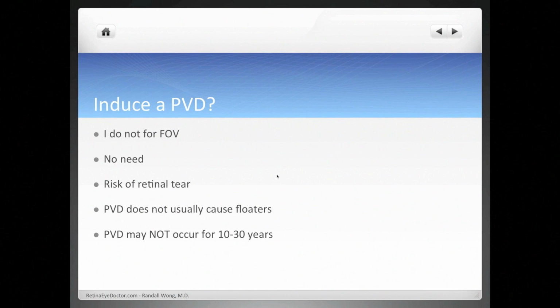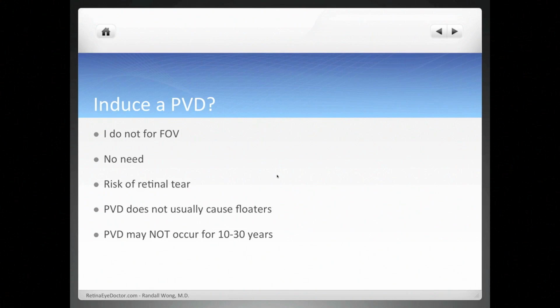Number one, understand that a PVD does not usually cause floaters. So if you were to have a vitrectomy to remove the floaters that you have now, there is nothing to say that when you do have a PVD, which may not be for another 10, 20, or 30 years, that you're actually going to cause floaters. Because while everybody does get a PVD, not everybody sees floaters. In fact, most do not.